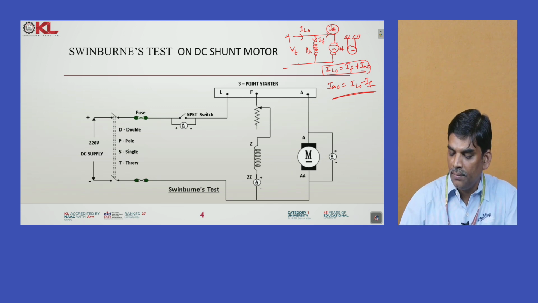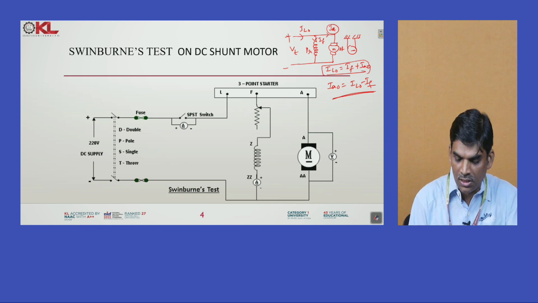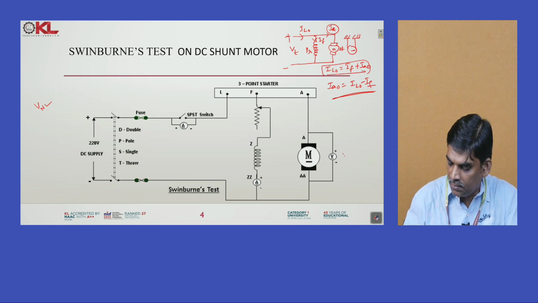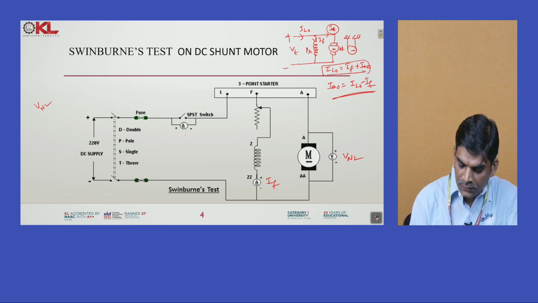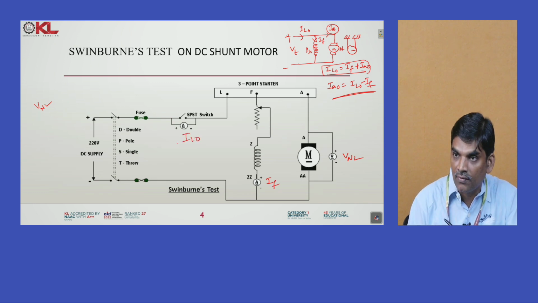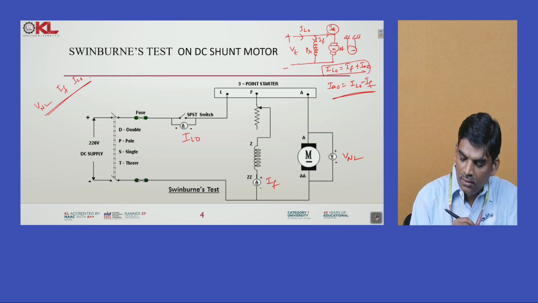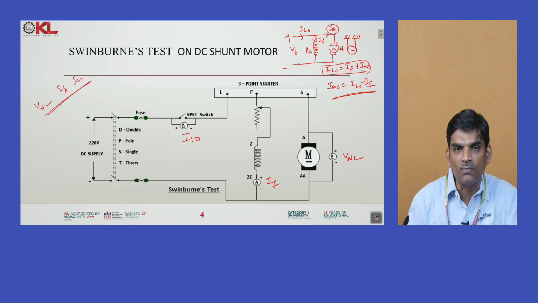By using this test, we just note down these three values. VNL is measured by the voltmeter, this gives the IF value, and this gives the IL naught value. So these are VNL, IF and IL naught. Only this data is noted, and then this experiment is over.